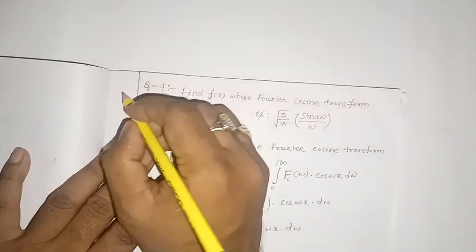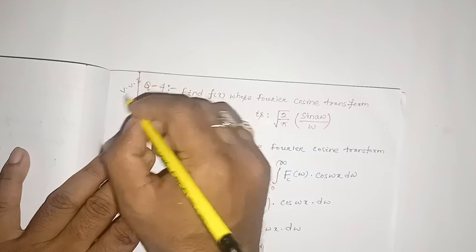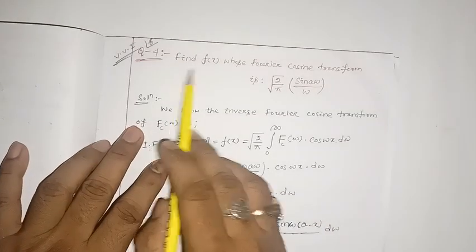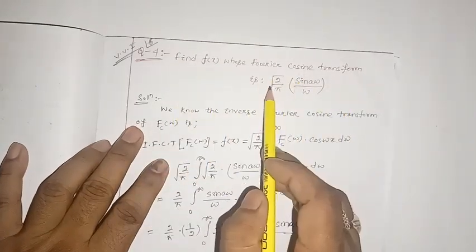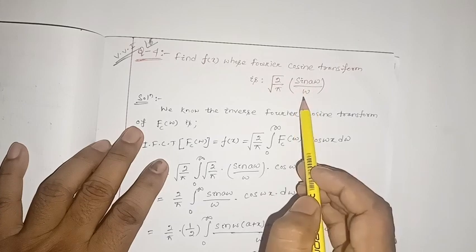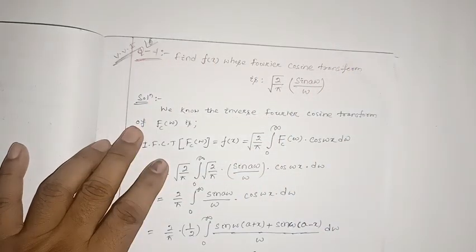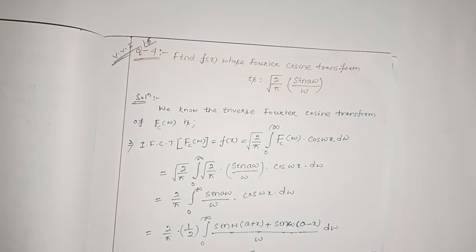This is a very important question for the 6 marks. It is repeatedly asked in your exam. Find f(x) whose Fourier cosine transform is root over 2 by pi times sine(a omega) by omega. Here the Fourier cosine transform is given, and we have to find its function f(x).